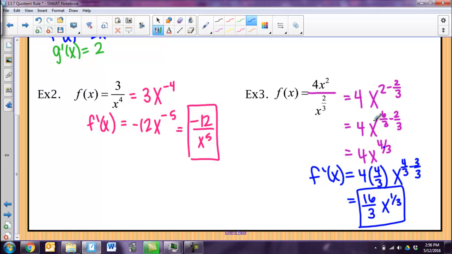I didn't have to worry about doing my power rule a bunch of times. I just had to remember my exponent rules. Okay?